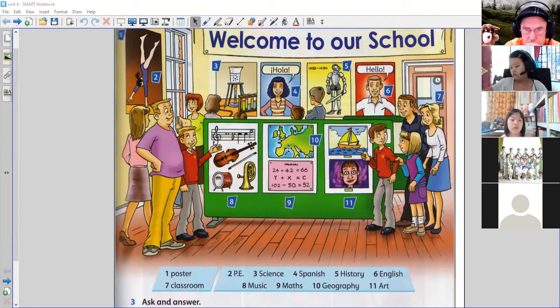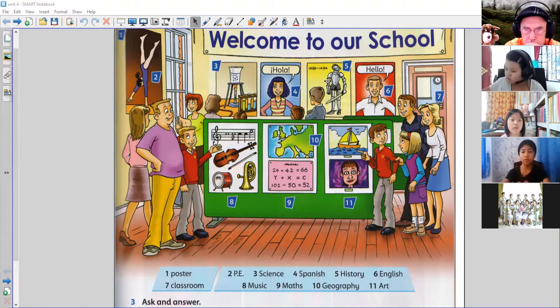And this is the history poster. It's important to learn about the past. Do you like history, Luke? Yes, I do. I love it. History is the best. And here is the Spanish poster. Do you like Spanish, Luke? Sí. What? That's Spanish for yes.